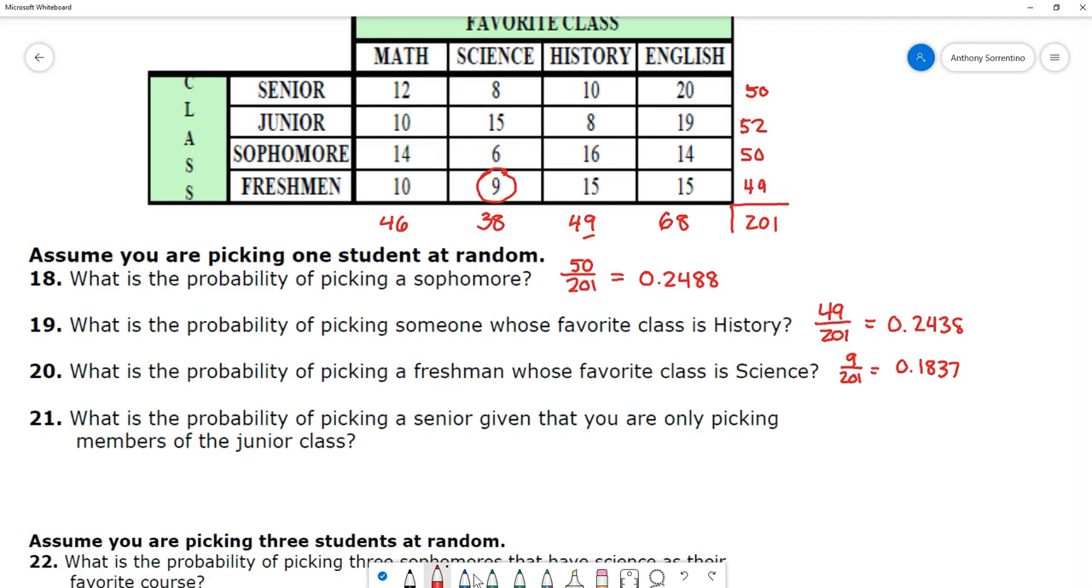What is the probability of picking a senior given that you're only picking members of the junior class? If you think about it, it doesn't make sense. If I go to the junior class and say, how many of you are seniors? Well, none are going to tell me that they're a senior, because they're juniors. So that was kind of a tricky question.